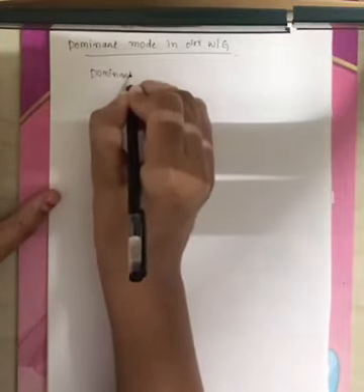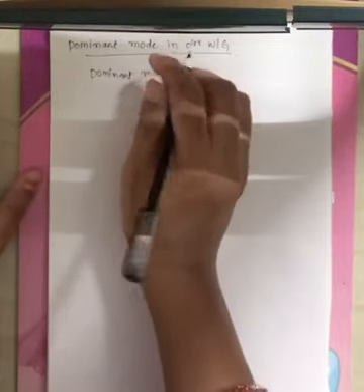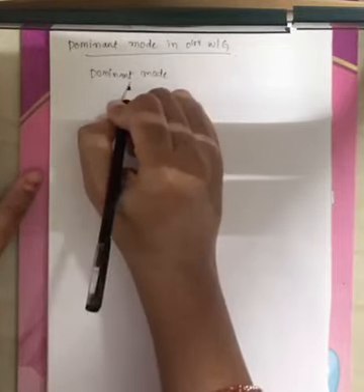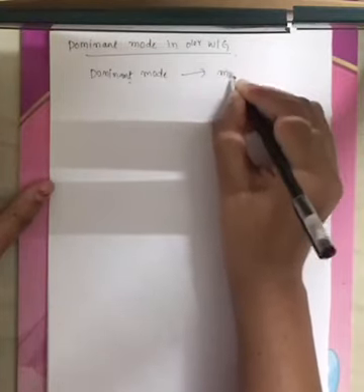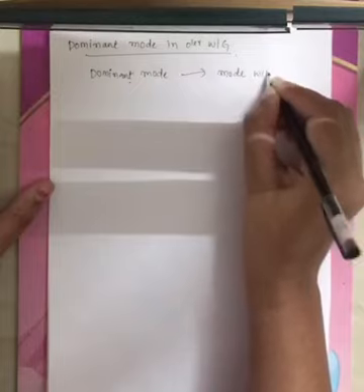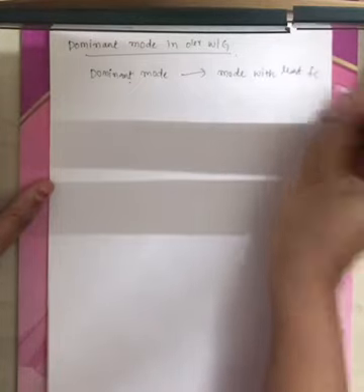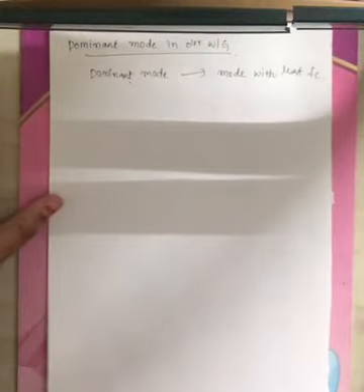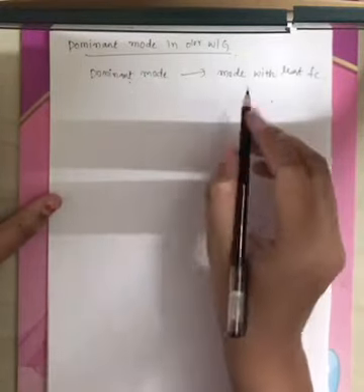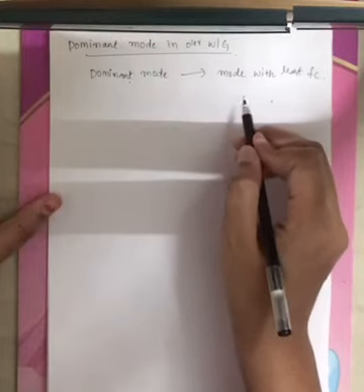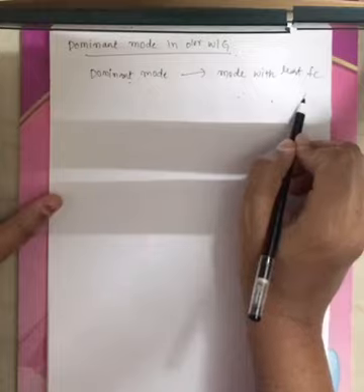Now dominant mode, this I have also explained under rectangular waveguide. What is dominant mode? Dominant mode is nothing but the mode with least cutoff frequency, that is fc, right? Now dominant mode is only one mode, a particular mode which is having least cutoff frequency.